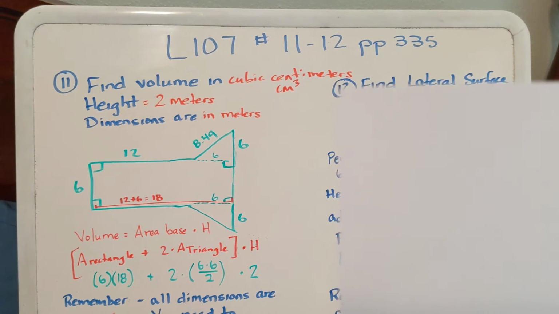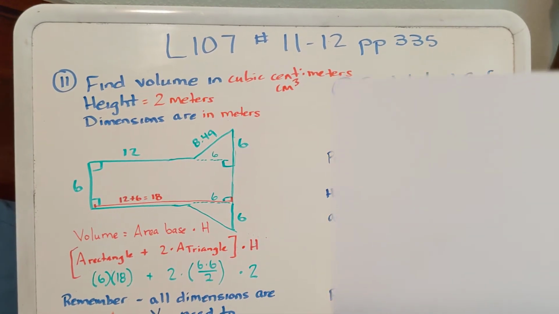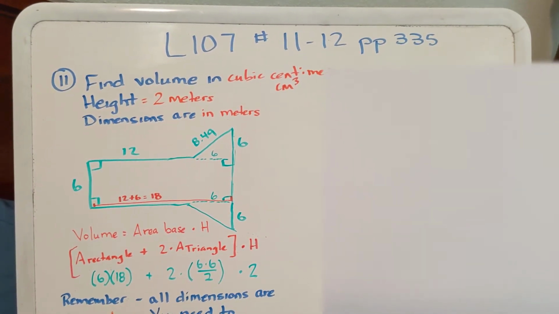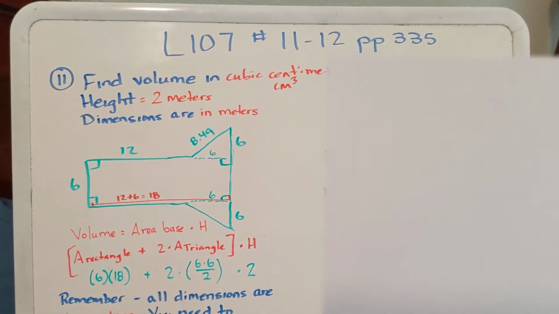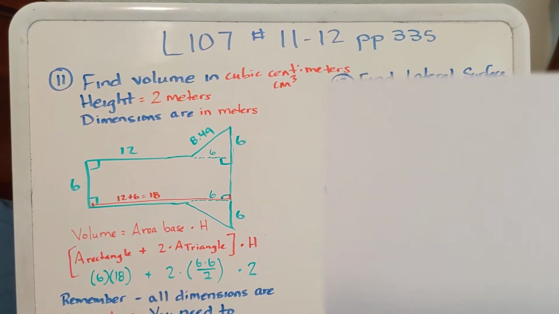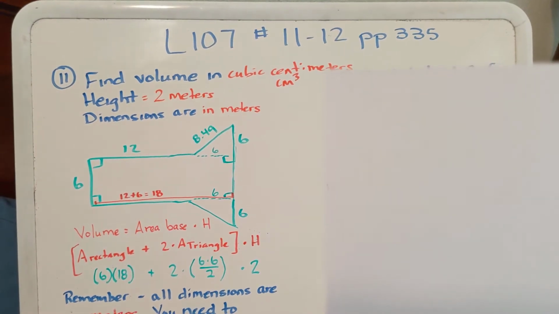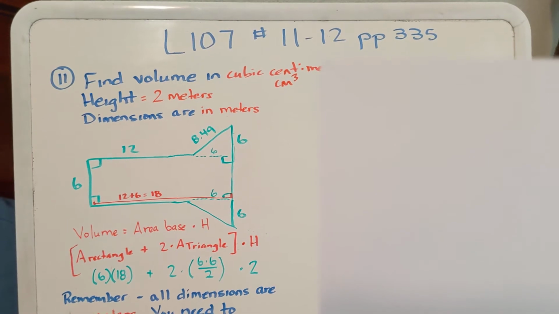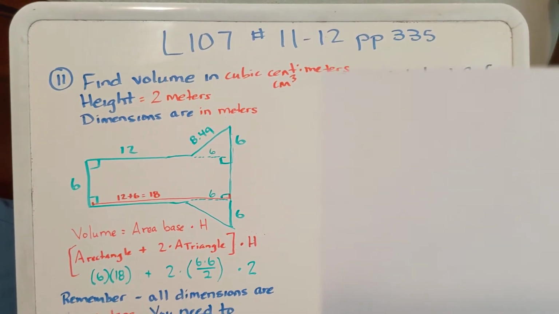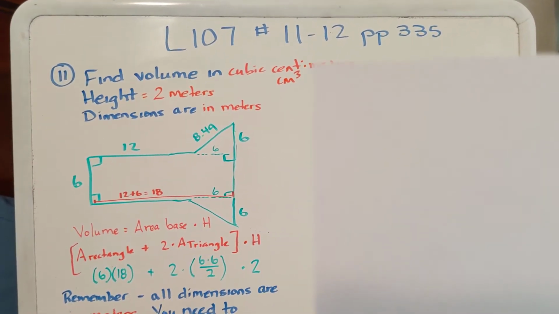11 asks you to find volume in cubic centimeters. The height is given as 2 meters and the dimensions are given in meters. So this should immediately tell you that at the end of the problem, when you figure out the answer in meters, you have to convert to cubic centimeters. So here's our shape.